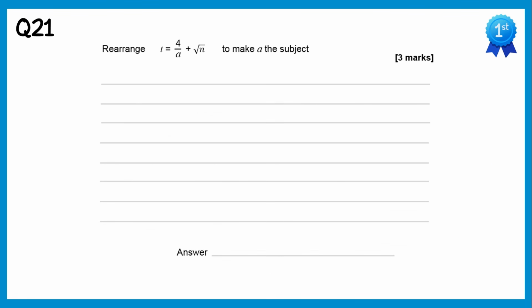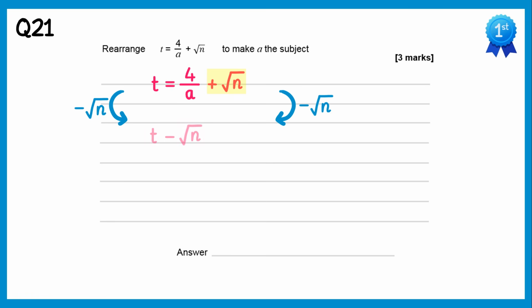For this question, we need to make A the subject, which means write it in the form A equals. So here's our formula. The first thing I'm going to do is eliminate this plus square root n here. To do that, I'll just subtract it from both sides. If I subtract it from the left, it's t minus root n. If I subtract it from the right, it's 4 over a.